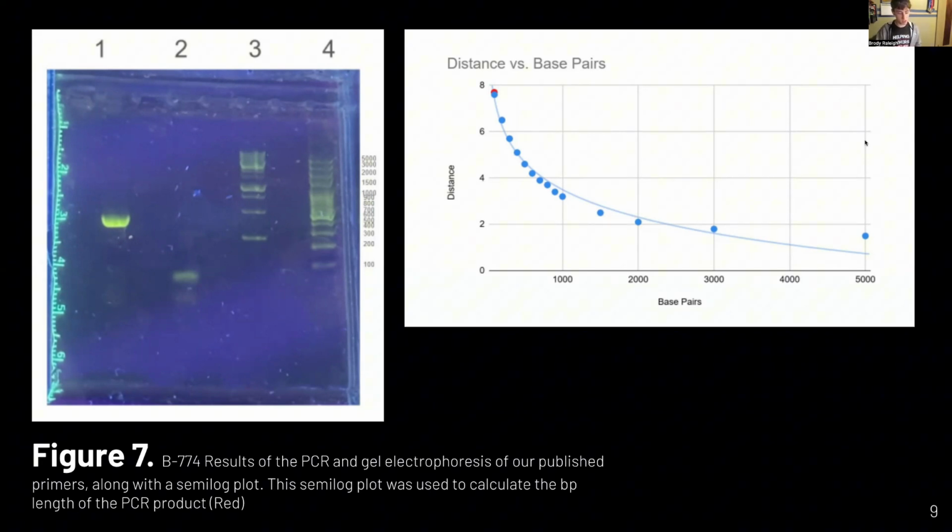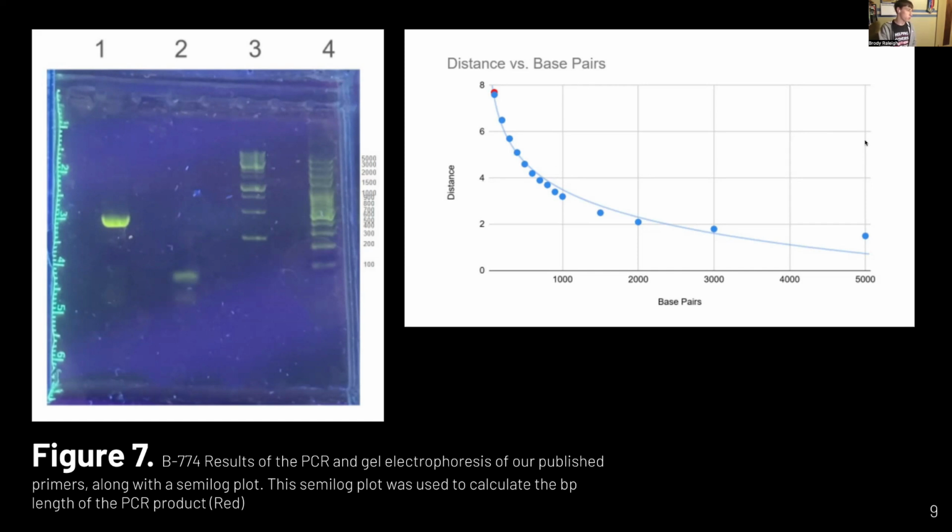And so the main methods for this was we combined our water, our PCR buffer, our published primers, forward and reverse, and our Taq polymerase, our dNTPs, and, oh, our extracted DNA, obviously. And so then we denatured that at 94 degrees Celsius for 60 seconds. We annealed at 64 degrees Celsius for 30 seconds and extended at 72 degrees Celsius for 30 seconds. We repeated that 32 times.